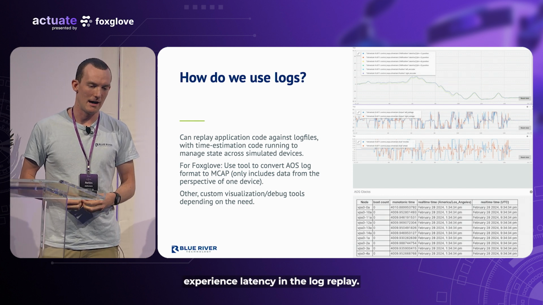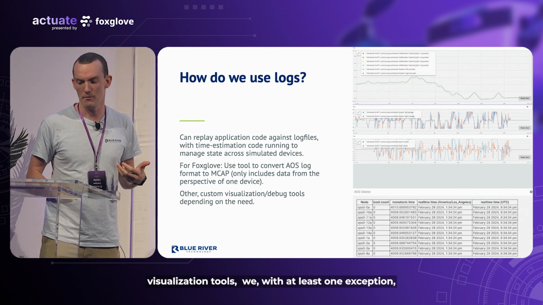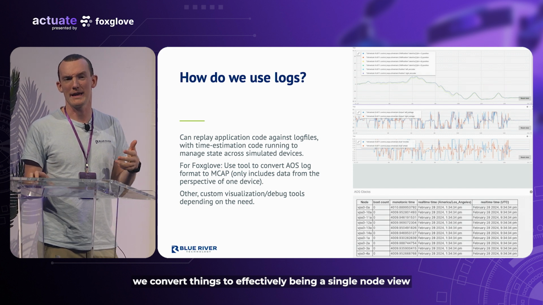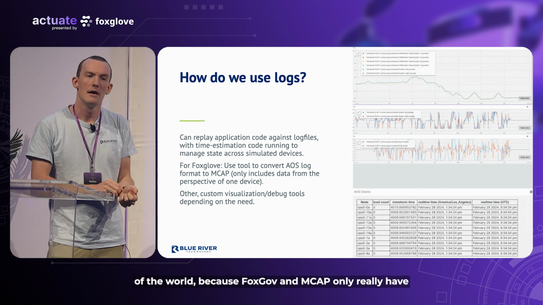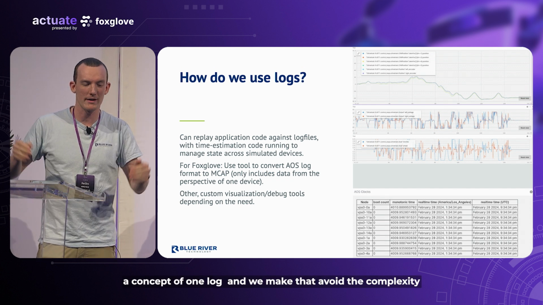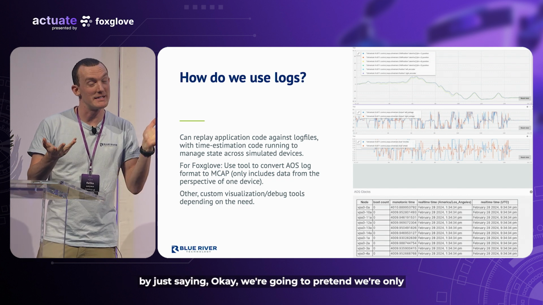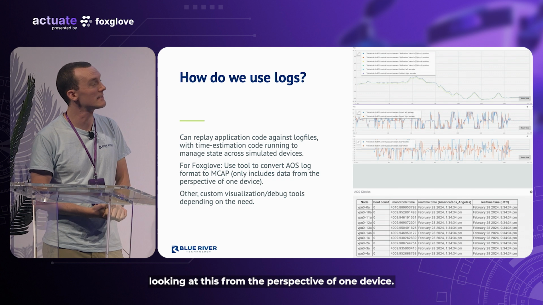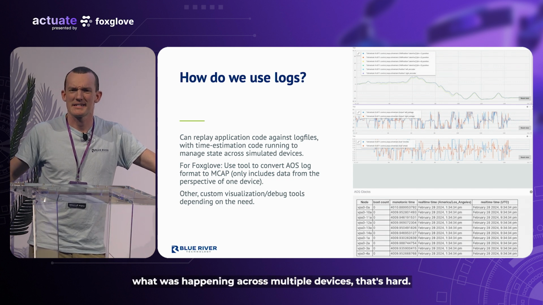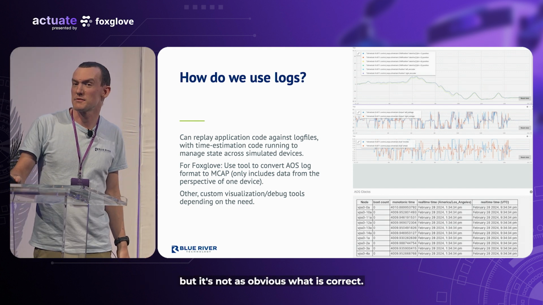For something like Foxglove, or honestly most of our visualization tools, with at least one exception, we convert things to effectively being a single node view of the world, because Foxglove and MCAP only really have a concept of one clock. And so we avoid the complexity by just saying, okay, we're going to pretend we're only looking at this from the perspective of one device. That is some challenges where if you want to look at what was happening across multiple devices, that's hard. We can do that if we wanted to, but it's not as obvious what is correct.